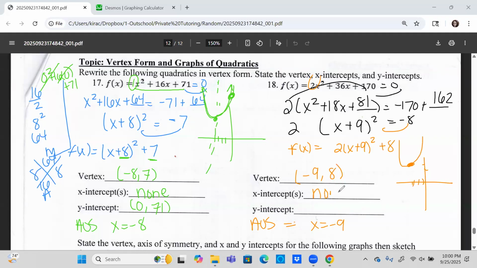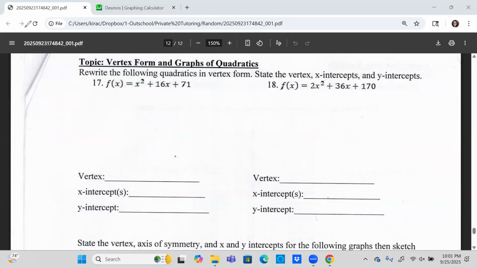So we're not going to have any x-intercepts because it's never going to reach there. Plug in 0. This would be gone, this would be gone. You'd get 170 for the y-intercept. Okay, I'm going to check all that. Yes, you could check all that in Desmos. You couldn't check the axis of symmetry, but you could check everything else.